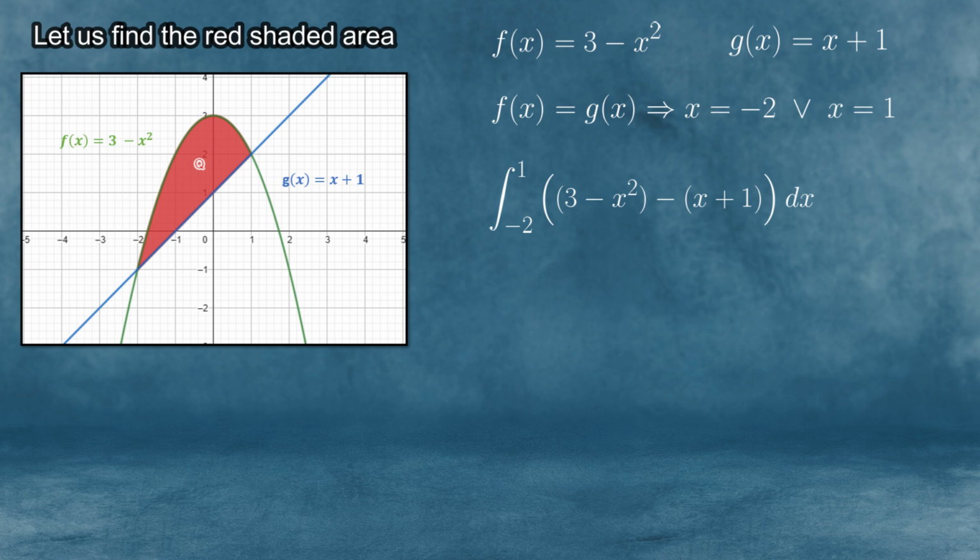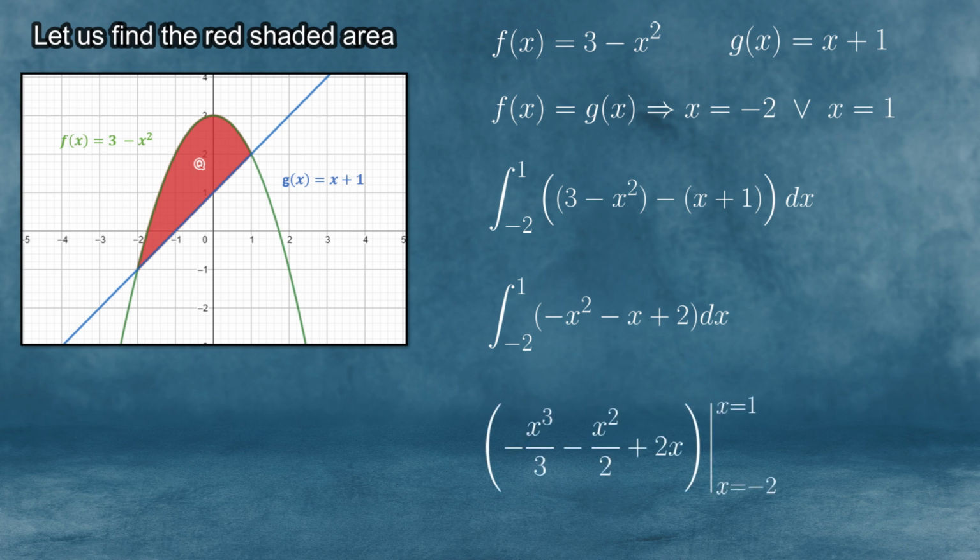Now, if we rewrite this expression, we will be doing the integral from minus 2 to 1 of minus x squared minus x plus 2. If we solve the integral and then substitute the values from the definite integral, we get, as a result, 9 over 2.